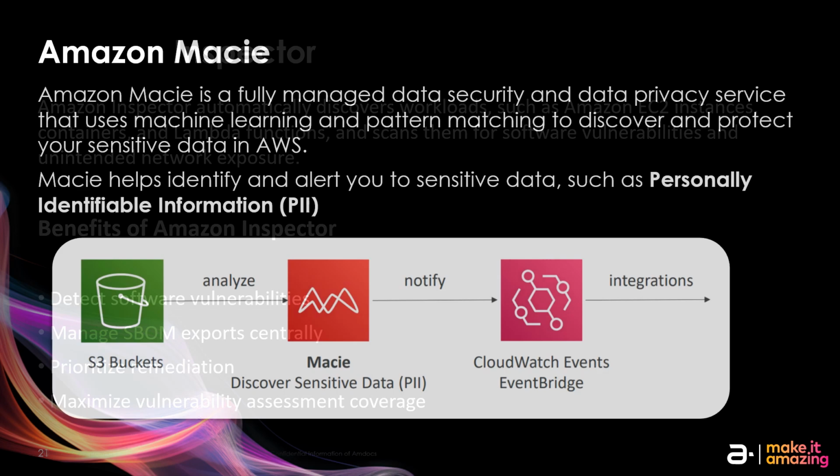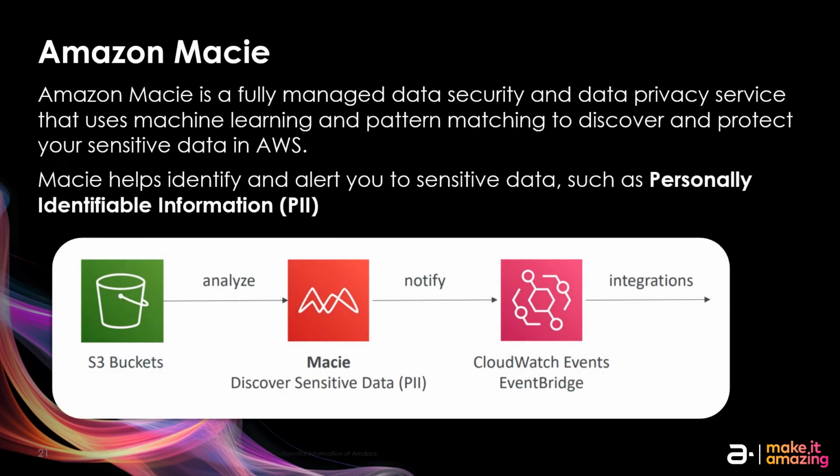Lastly, we have Amazon Macie. Amazon Macie is a fully managed data security and data privacy service that uses machine learning and pattern matching to discover and protect your sensitive data in AWS. Macie helps identify and alert you to sensitive data such as personally identifiable information.